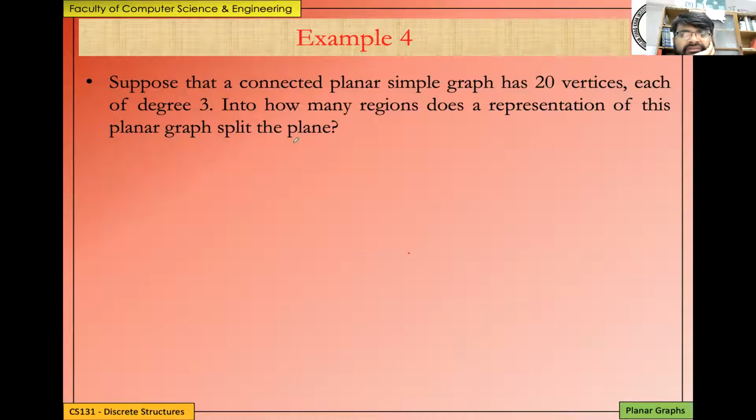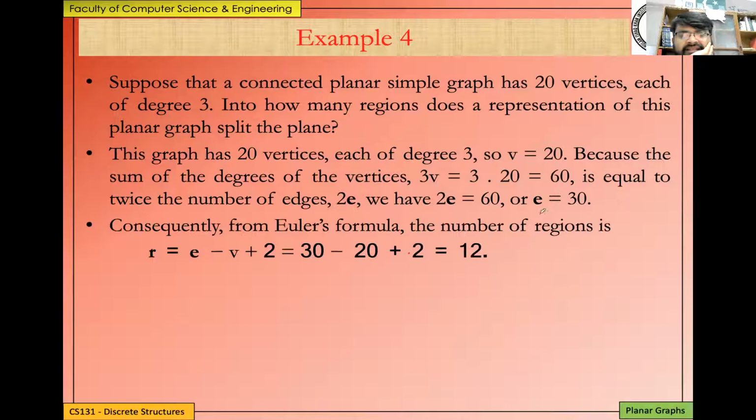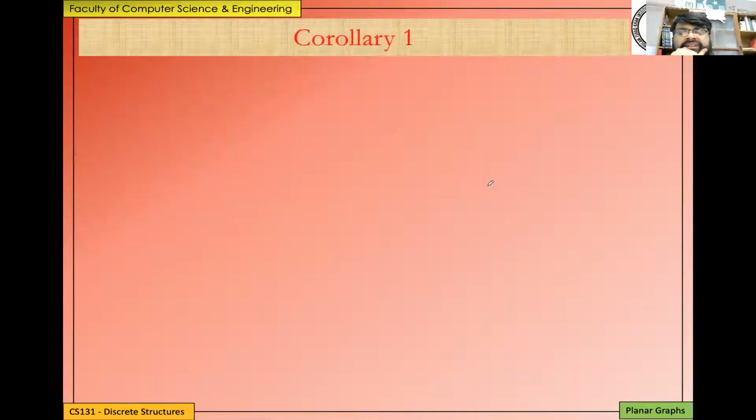Okay, so this graph has 20 vertices, each of degree 3. So V is equal to 20. Because the sum of the degrees of the vertices, 3V, is equal to 3 into 20, 60, is equal to twice the number of edges, 2E. Hence, the number of edges is 30. So 20 vertices, 30 edges. And then we simply put in the formula 30 minus 20 plus 2 is equal to 12. And this is the exact answer that I also got using the same formula and the same theorem here, using twice the number of edges to get to the answer.